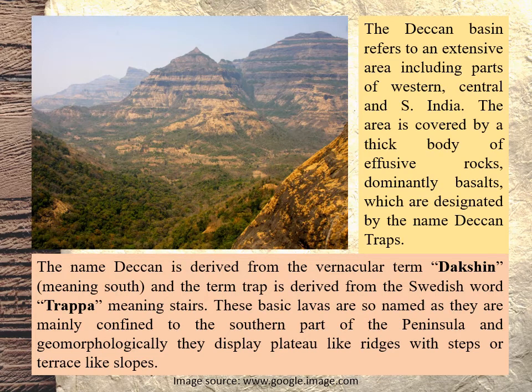This basin, where the Deccan Trap lavas or igneous bodies are found, is basically of effusive type. That means they erupt to the surface and form extrusive igneous rocks. Mainly the igneous rock is of basaltic type, and these rocks are known as Deccan Traps.